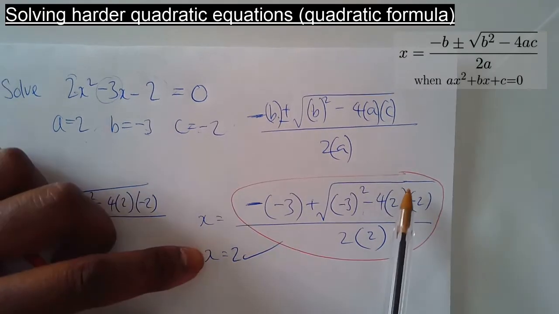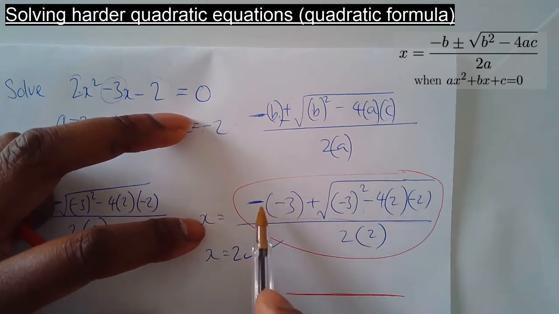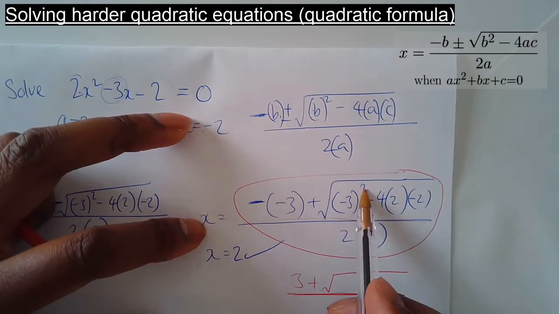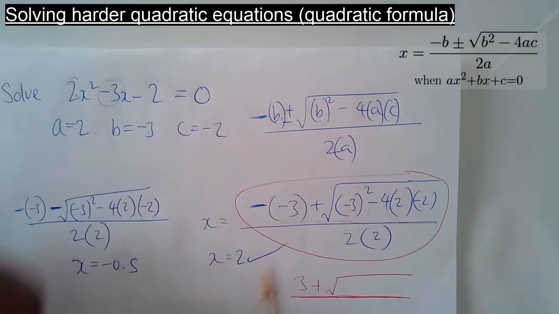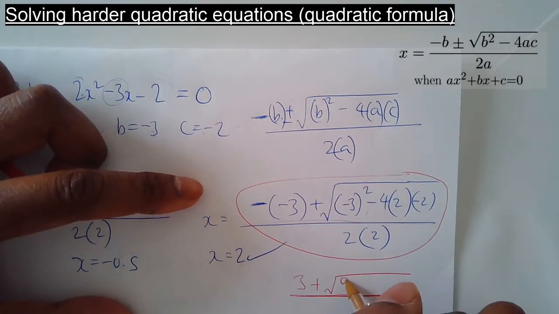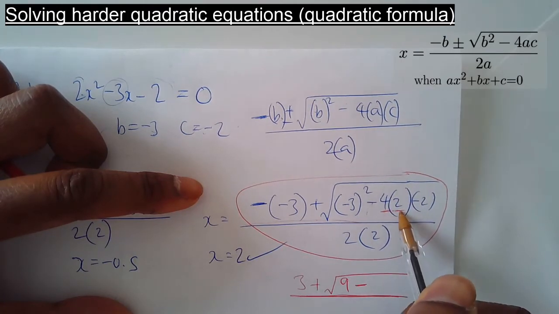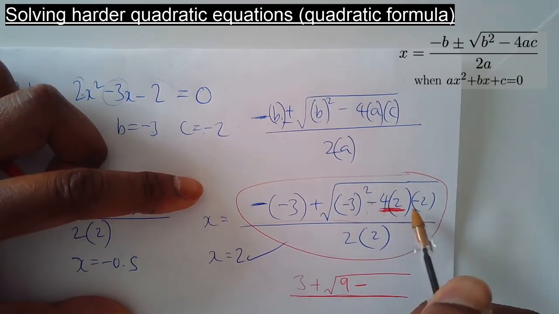Now, very quickly, I want to show you how to do this without a calculator. So we've got our fraction there. Minus and minus makes a positive, so that will be just 3. You've got the plus there. Square root. Minus 3 squared means minus 3 times minus 3. So minus 3 times minus 3, two negatives make a positive, so that's 9. Got minus there. Right, 4, careful with this, 4 times 2 is 8. 8 times minus 2 is minus 16.